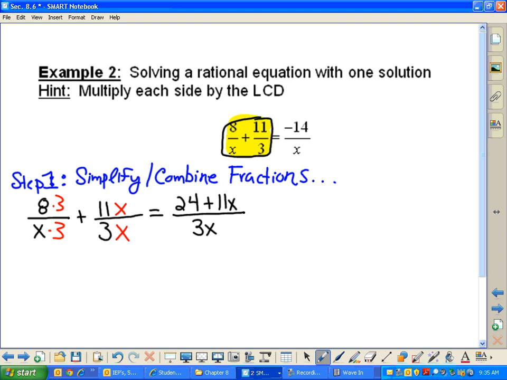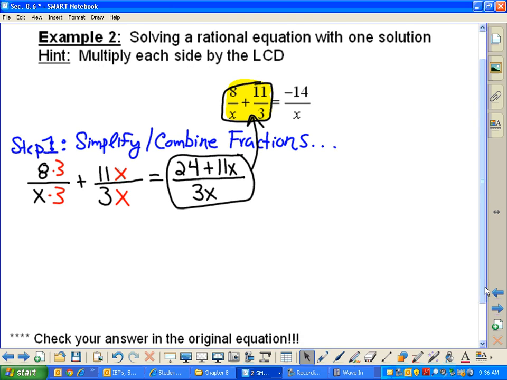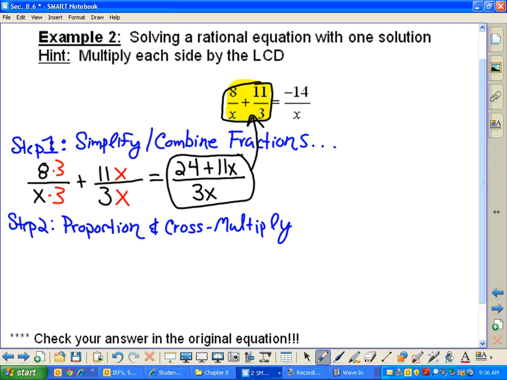So now I can take this fraction and substitute it in where 8 over x plus 11 over 3 was, because we found that sum to be 24 plus 11x over 3x. So in step 2 of this particular method, we set up our proportion, or our rational equation, and use cross products. So we set up our proportion and we cross multiply.